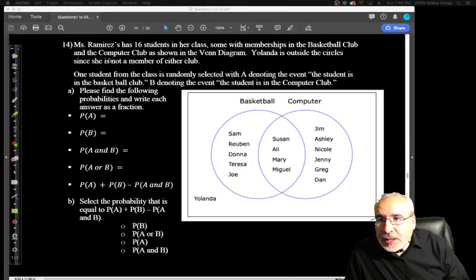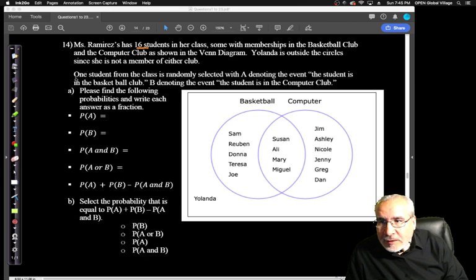Question number 14, we've got a Venn diagram here. It looks like one counts for basketball, the other's for computer, and then we've got this in the middle here. It's nice up here in the information, they tell us we've got 16 students, and so we know the total number.